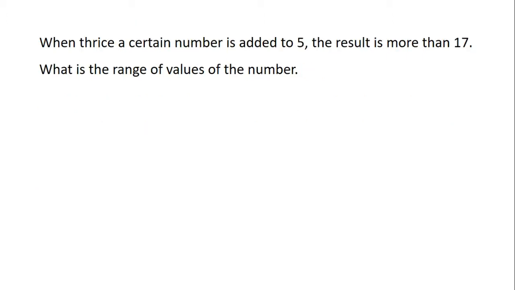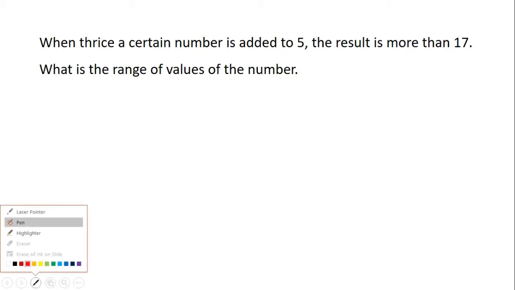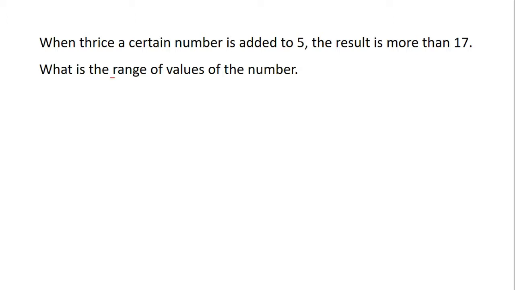It says that when thrice a certain number is added to 5, the result is more than 17. What is the range of values of the number? Now you can see from here that the question is not telling us to find the number. It's telling us to find the range of values, because for inequalities, you are going to get a range of values. You are going to get a lot of values. So that's what the question will be telling you to find, a range of values.